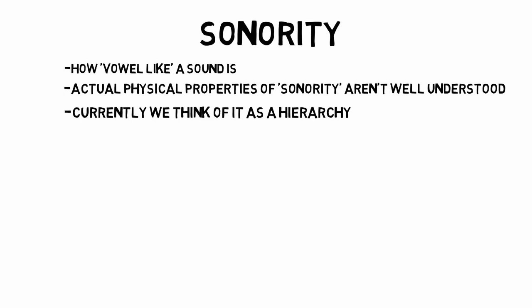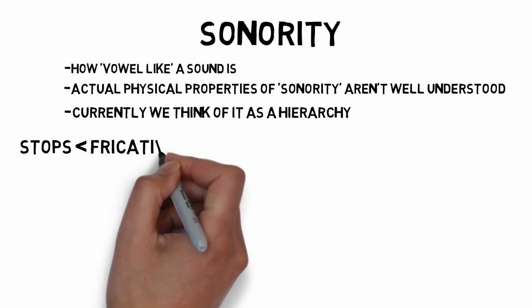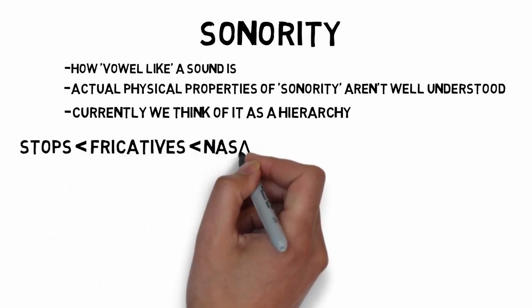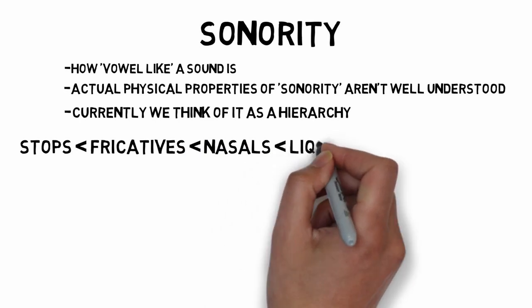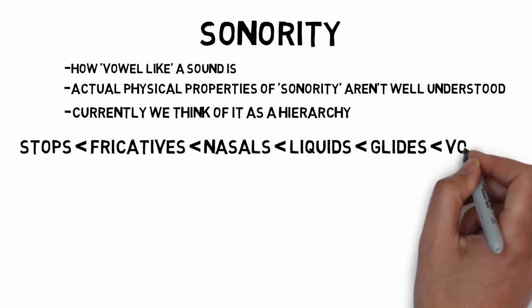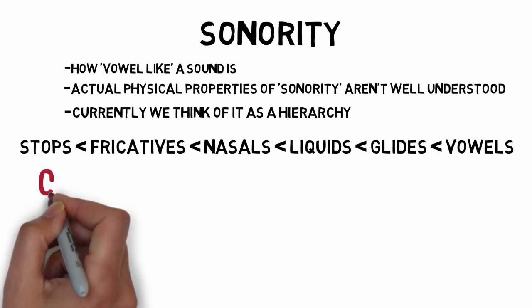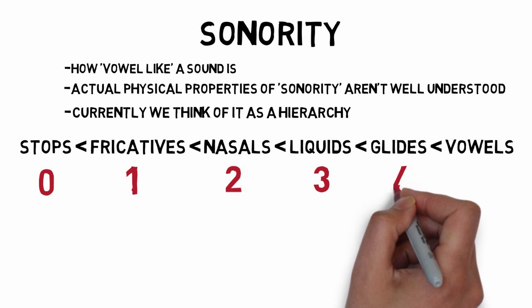The so-called sonority hierarchy is described as follows. At the bottom of the hierarchy are stops and affricates. These have the most obstruction, so they're said to be the least sonorous. Above stops are fricatives. Above fricatives are nasals. Above nasals are liquids. Above liquids are glides. And then above glides are finally vowels, which are the most vowel-like.